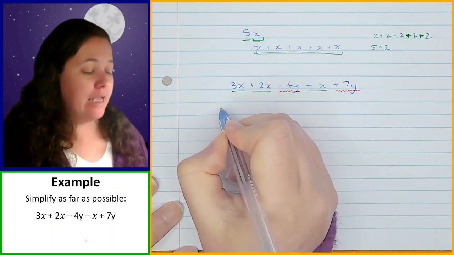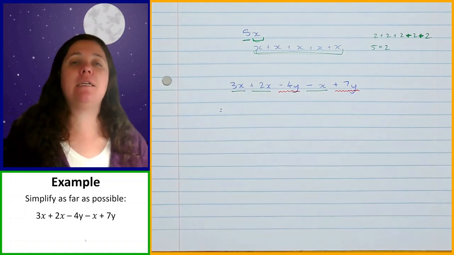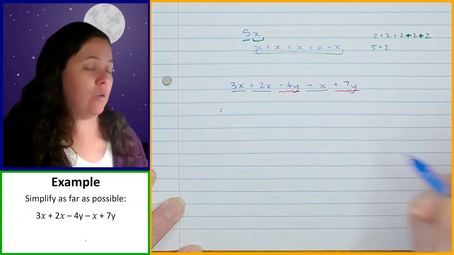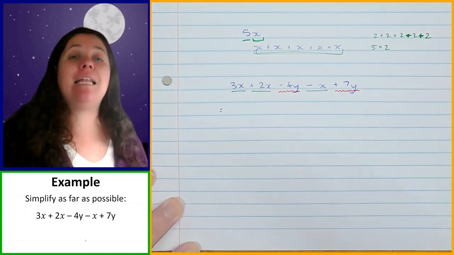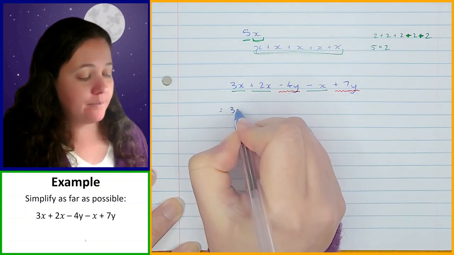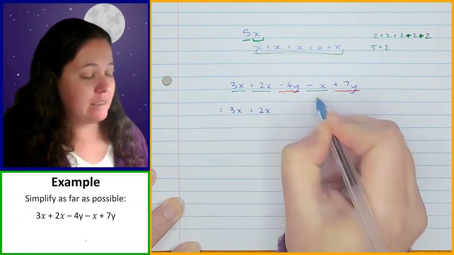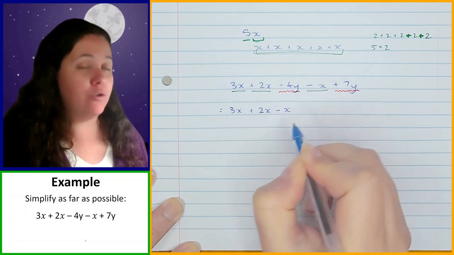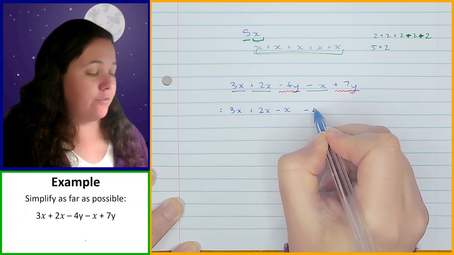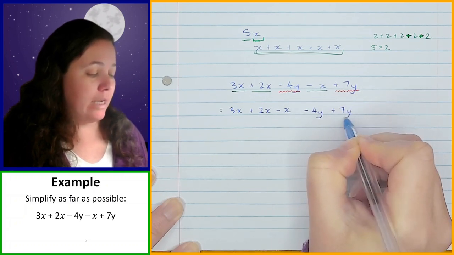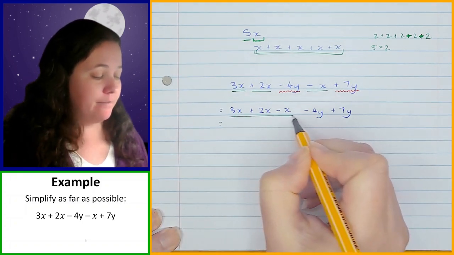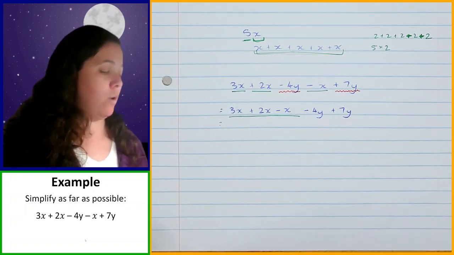So what I'm going to do now is rearrange just to put things together so that it's easier for me to see what's going on. I'm going to put all my x's first and then all my y's. We generally try and end up with things in alphabetical order, so that's why I'm doing it in that order. So I'm doing 3x plus 2x minus x. Remember, the sign is going to move with the term. Then I've got minus 4y plus 7y. Now these are all of my x's over here, and these are all of my y's over here.